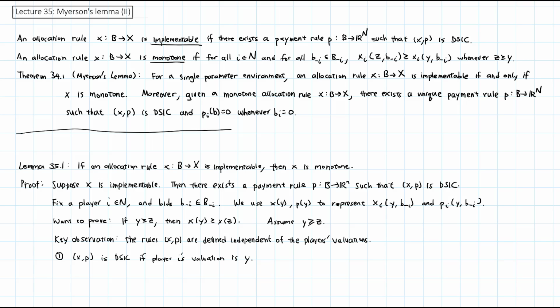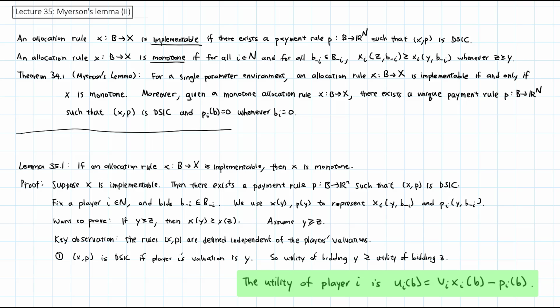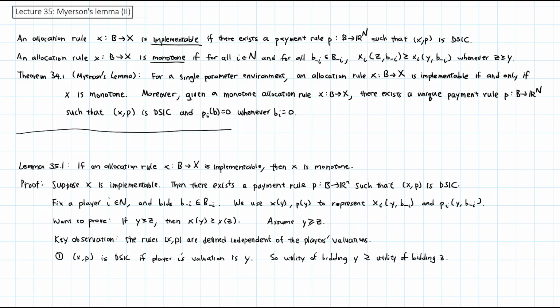This means that bidding truthfully should give you the highest utility. So the utility of bidding y is at least the utility of bidding z. Remember that the utility of a player is their valuation times what they get minus their payment. So the utility of bidding y is y times x of y minus p of y. And this is at least y times x of z minus p of z, the utility of bidding z. Remember that y here is the valuation of player i.